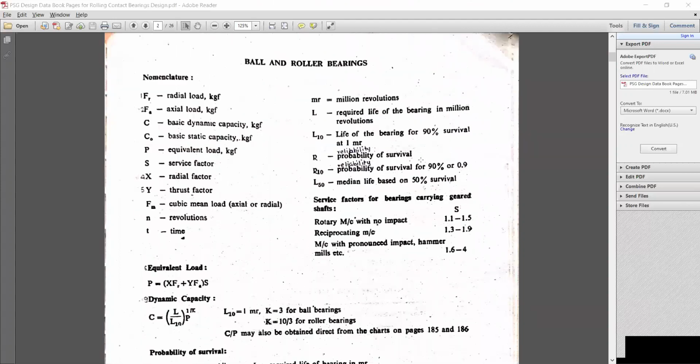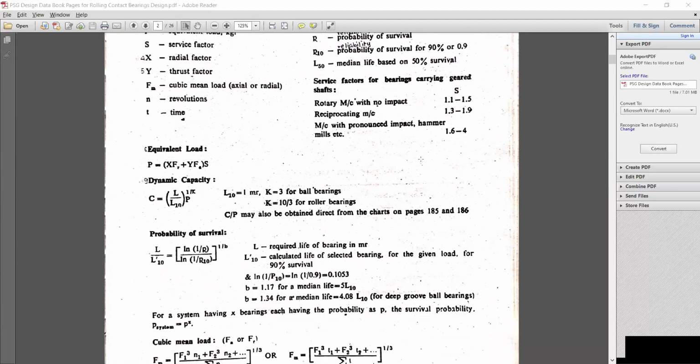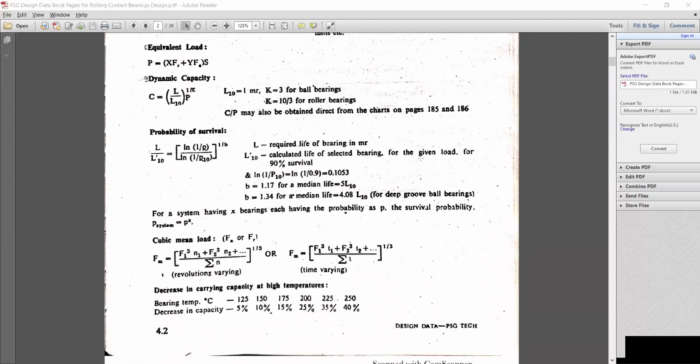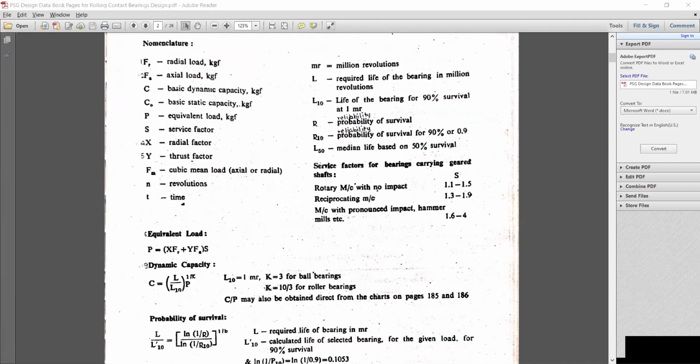On the second page, page number 4.2, the basic equations which we require while designing are given: equivalent load calculation, then dynamic capacity, probability of survival, then cubic moment load, then temperature variation, or you can say temperature gradients, are also provided in this page. Then about the service factor, normally in design we use a service factor, so that service factor is also provided over here based on the applications, along with nomenclatures.